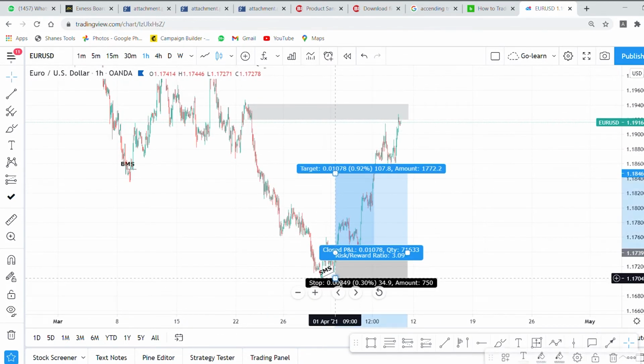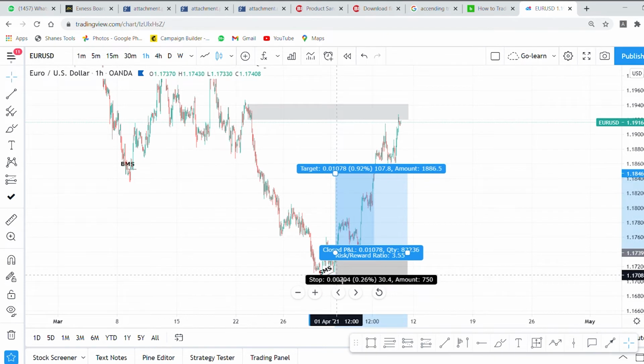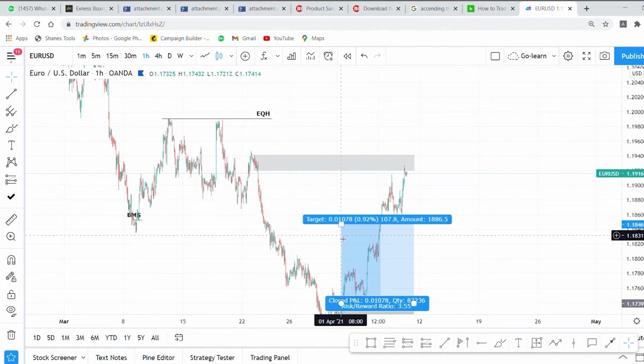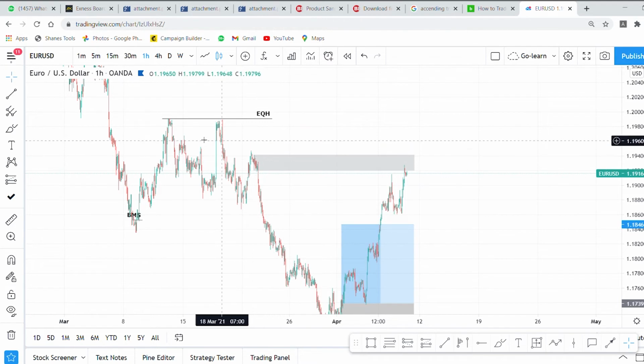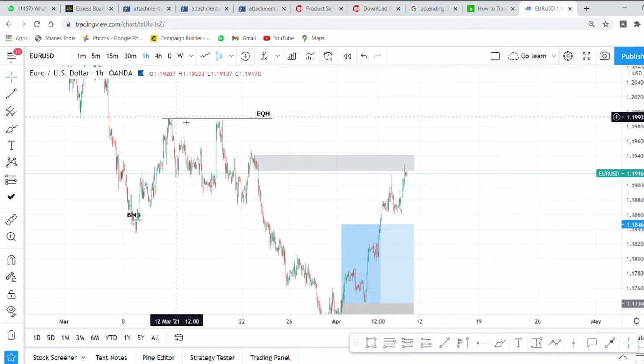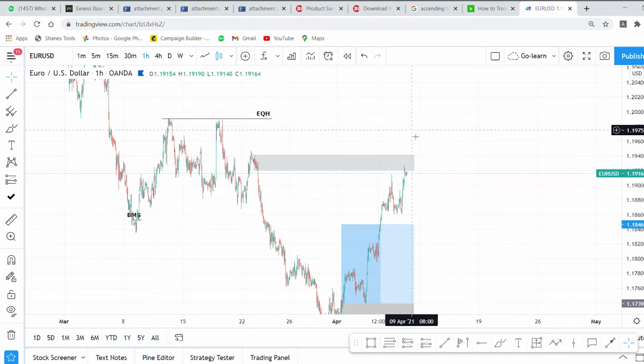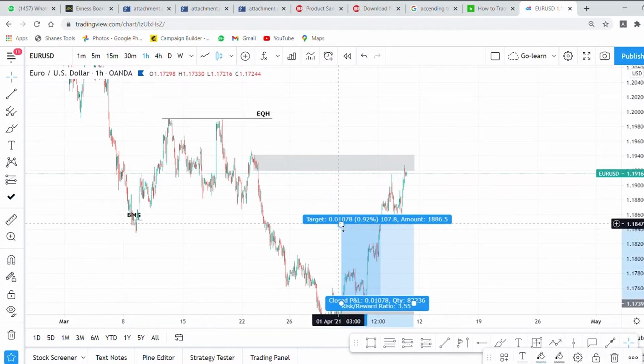Nothing less than 30 pips. Remember, I don't do trades less than 30 pips, so let's just say 30 pips. Okay, now first of all, I know that this is an area of liquidity here. I already marked it out, equal highs. That's a liquidity zone already.